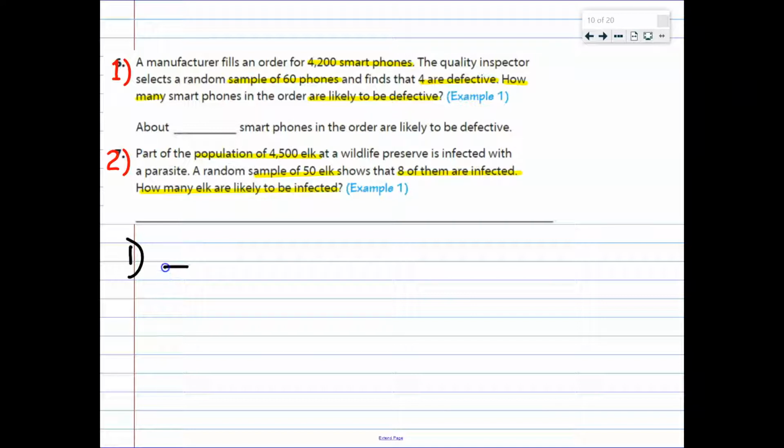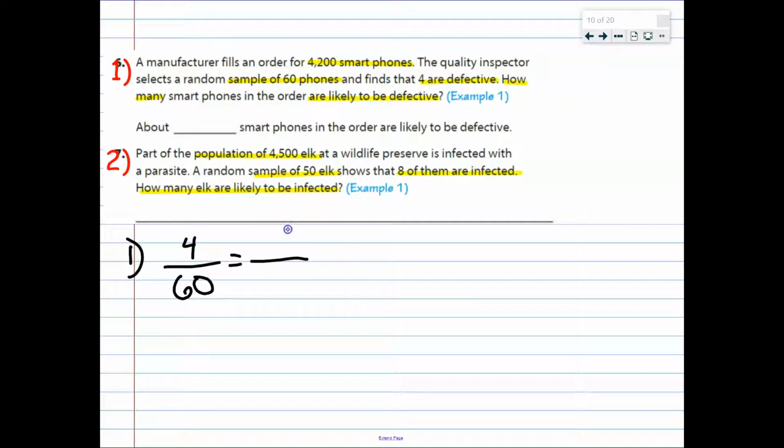All right, so we're going to set up the proportion together. Right underneath what you wrote for number 1, I'm just putting it down here so there's actually room for stuff. Okay, we're going to put the sample on this side. So our sample is 60 and 4 of those are defective. So we want to do part over whole. So we're going to go 4 over 60 like this.